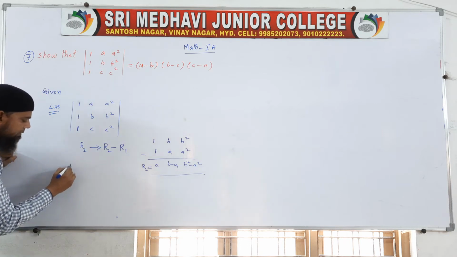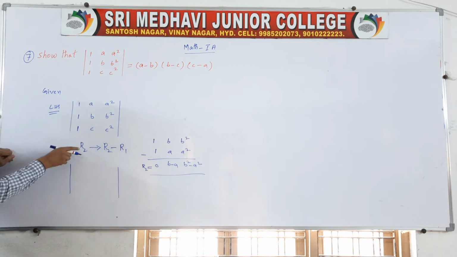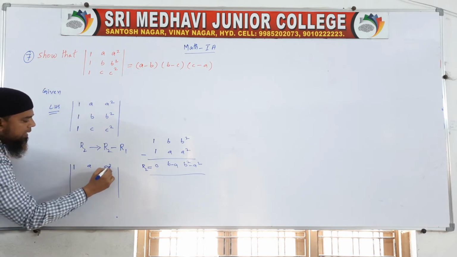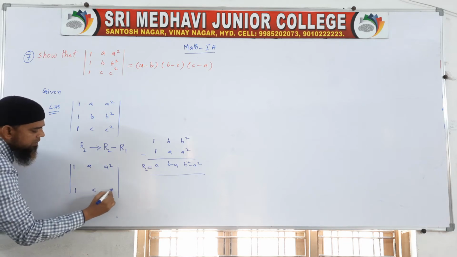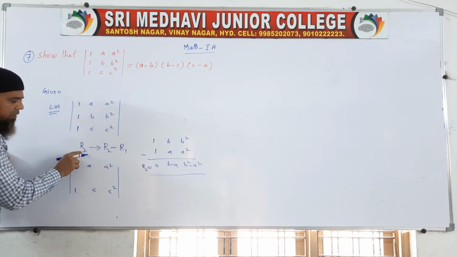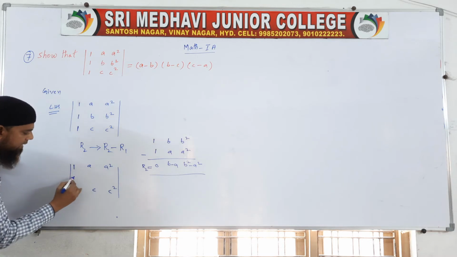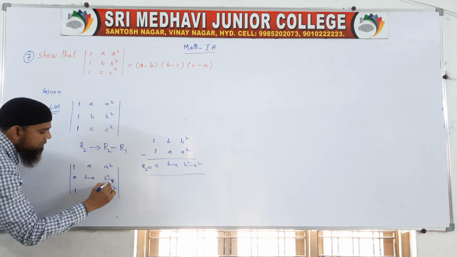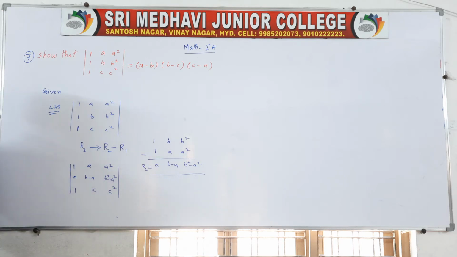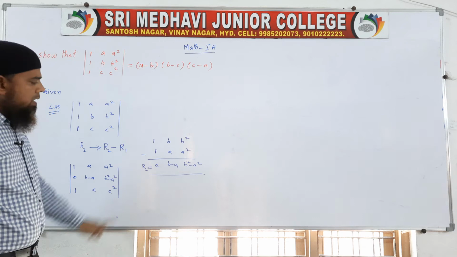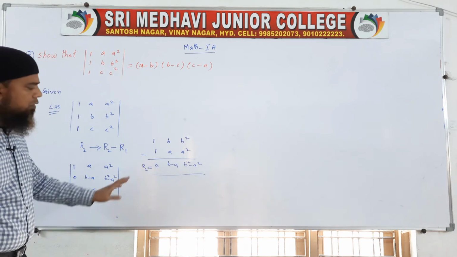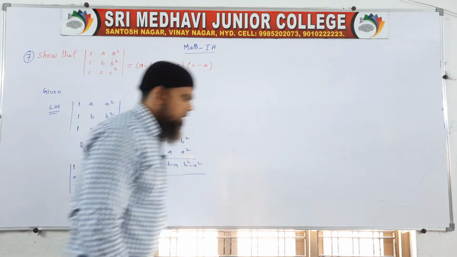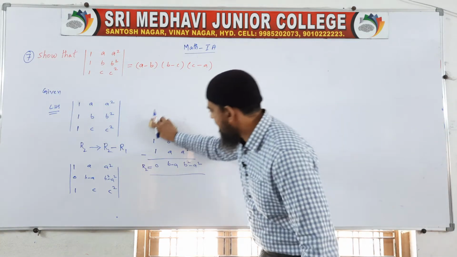Okay. Now the determinant. Only R2 is changed here. R1 and R3 are as they are: 1, a square, and 1, c square are the same. In place of R2, now I am writing these resulting elements: 0, b minus a, b square minus a square. Over. This rough work I am going to rub out here, because we should not do the rough work beside the problem. Okay. Now I am going to rub this out.